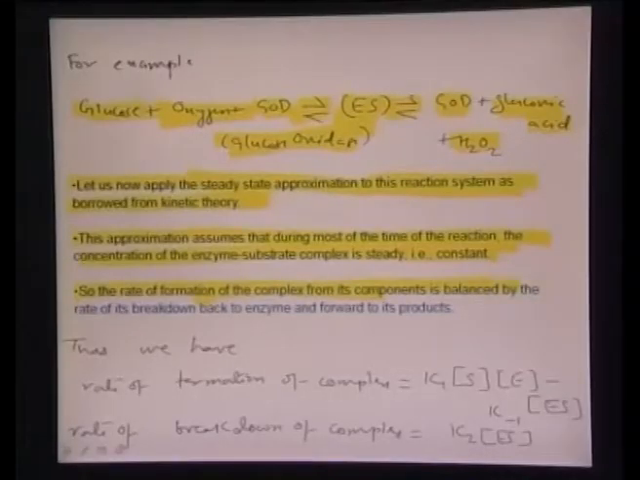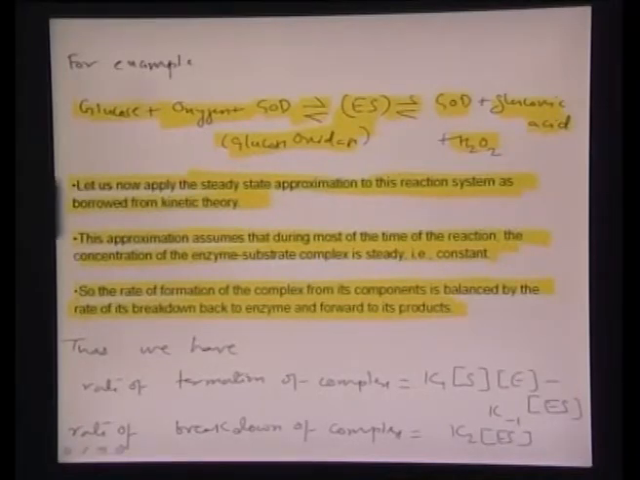And also there is an equilibration between the formation of enzyme substrate and the back formation of the enzyme and substrate individually. So there is an equilibrium in the forward and reverse direction as you are forming the complex, and then there is equilibrium in the forward direction as you are forming the enzyme product from the enzyme substrate. So the rate of formation of the complex from its components is balanced by the rate of breakdown back to enzyme and forward to its product.